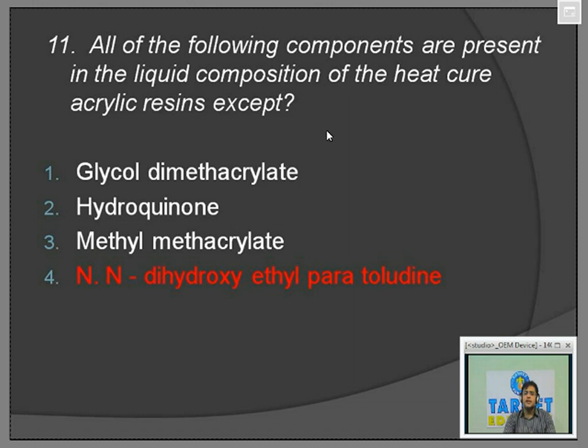So this fourth option, dihydroxyethyl paratoluidine, is a component of a cold cure resin system, which is an activator. But for heat cure acrylic resin, the activator is heat itself. So heat acts as an activator. So the fourth option is not present in a heat cure acrylic resin system.